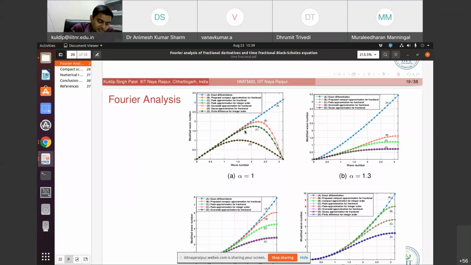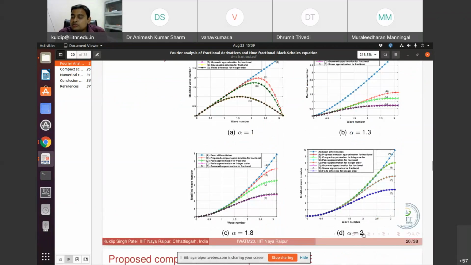Thank you, sir. So those who are paying attention, from this figure I just want to convey that two things are clear. First, why our approximations are correct: if you see for alpha equals 1 and alpha equals 2, alpha equals 2 is basically the second order derivative. So here our results are matching with the second order derivative. And still if you see this green one, this is the compact approximation B for the second order derivative. This is the highest.